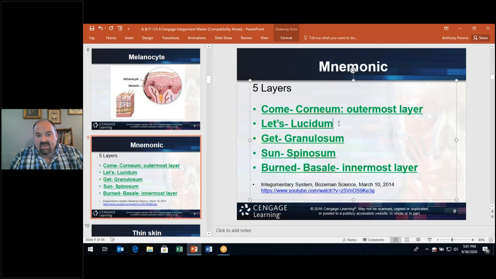Okay. And the lucidum layer is only present in thick skin.